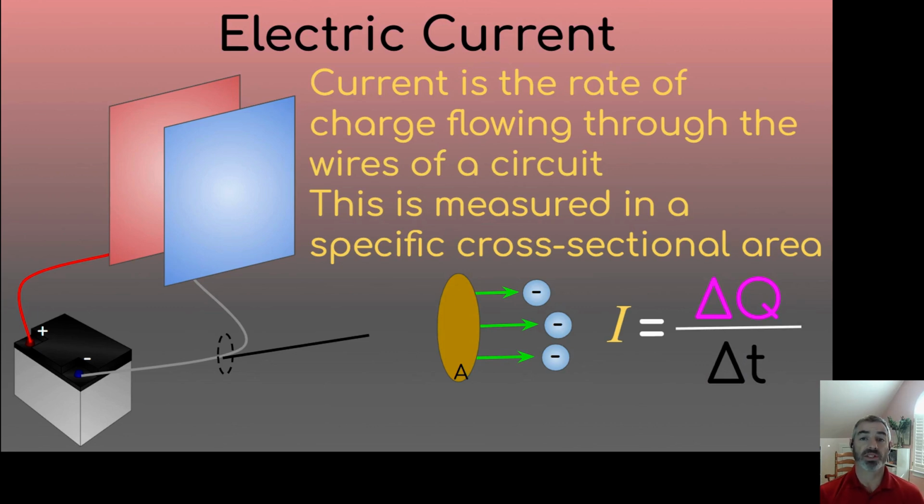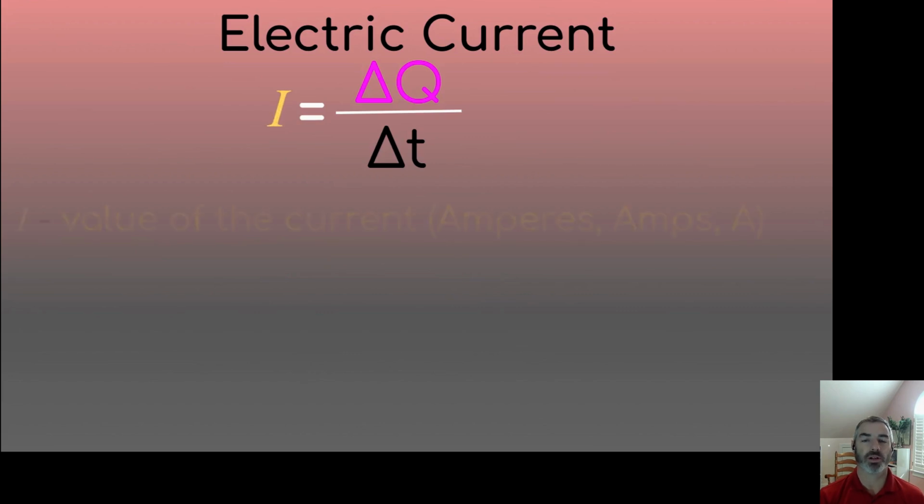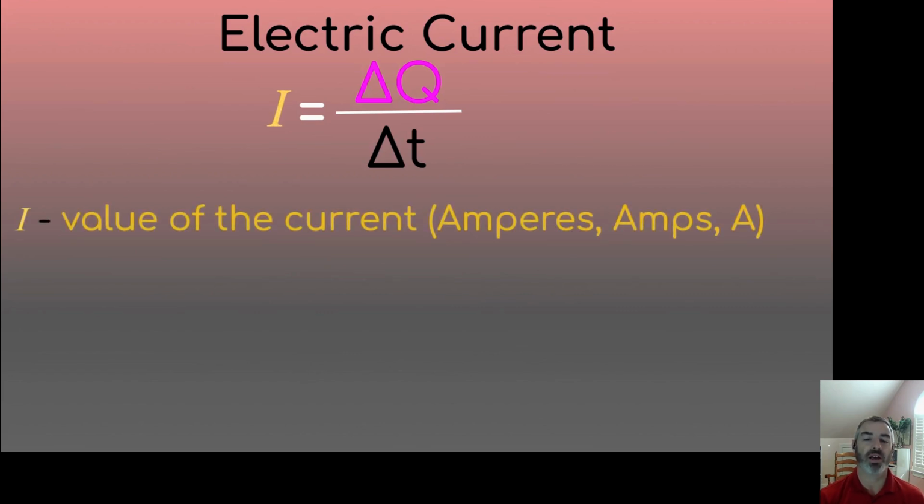For a long time, it was thought that the positive charge is what flowed through the circuit, but we now know that it's the negative charge. So we look at the direction of the positive charge that flows in the circuit, and this is known as the conventional current.